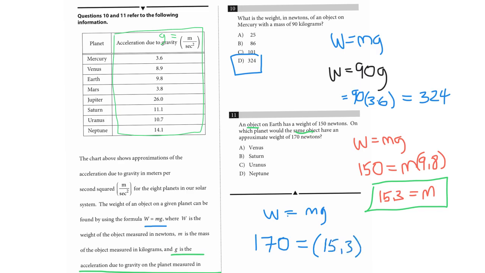And now the mystery is, what is the g that corresponds with this object, with this mass, having a weight of 170 newtons? Now, if we figured out what g was, let's say g ends up being 14.1, well, we would know that it's this row right here, and then we would know the planet. It would be Neptune, correct? So our real mission here is to find g.